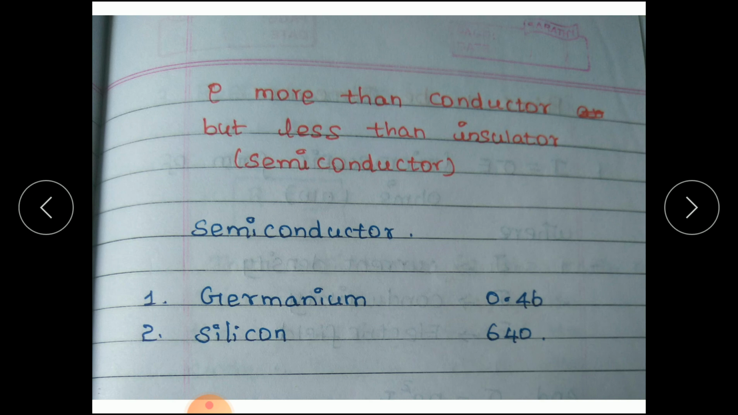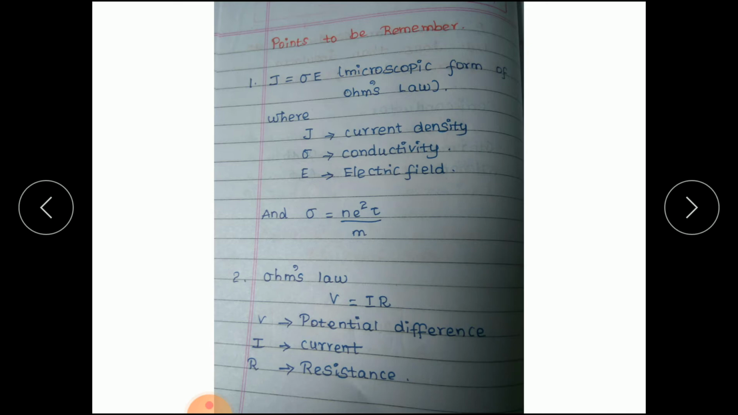Okay, so these are some of the points to be remembered. The microscopic form of Ohm's law is J is equal to sigma E. From that we can define the value of sigma. Sigma is equal to n e square tau divided by m. Okay, you have to remember this equation, it will be useful for the sums.